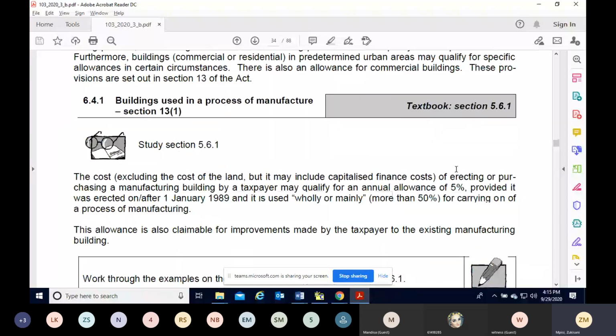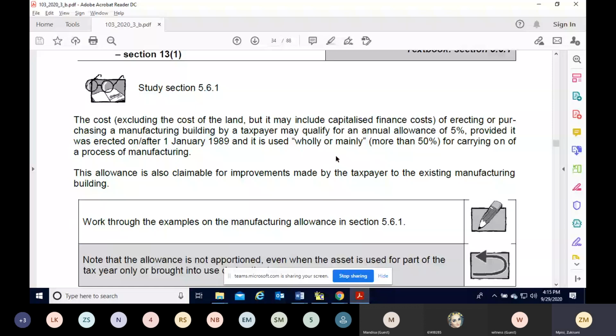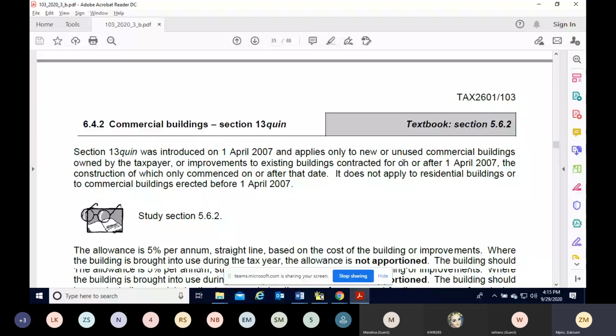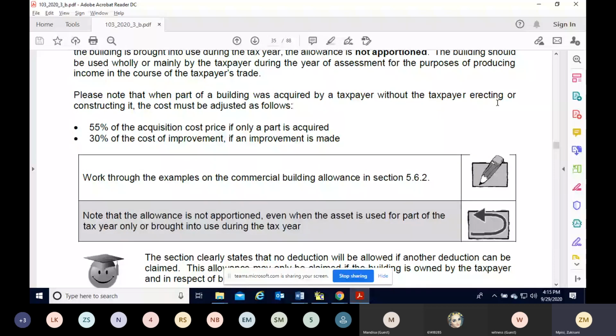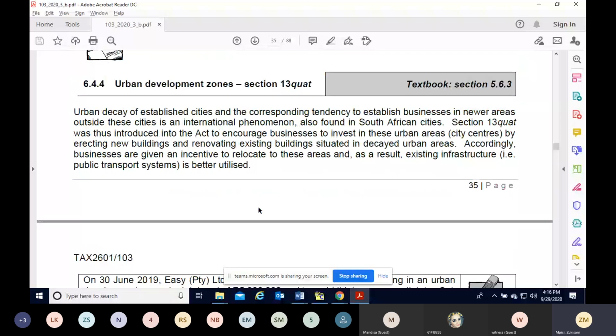Building allowances. Section 13.1, you have an annual allowance of 5%. Commercial buildings, a similar thing, you've got an allowance of 5%, except when the building was acquired without the taxpayer erecting or constructing it, then the cost must be adjusted as follows. And then you are given 55% and 30%. Residential units, urban development zone. This is a summary that's applicable.